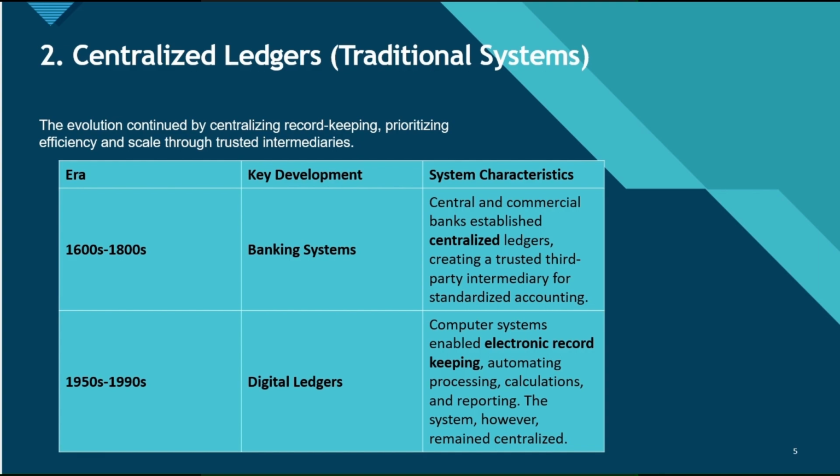Persistence of centralization. Crucially, the fundamental structure remained centralized. The ledger was still controlled by a single entity, a bank, a corporation, or a government treasury. The efficiency improved, but the dependence on a trusted intermediary was unchanged. This evolutionary phase set the stage for the next major development, as the efficiency gains of digitalization contrasted with the inherent security and transparency limitations of maintaining a single, central point of control.